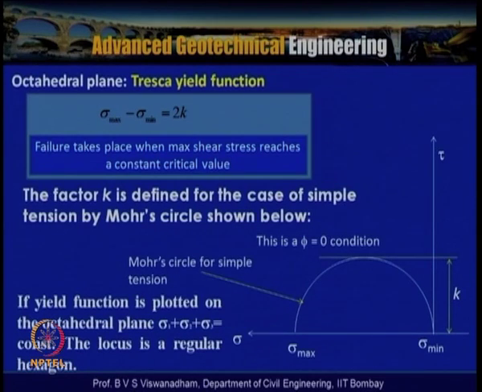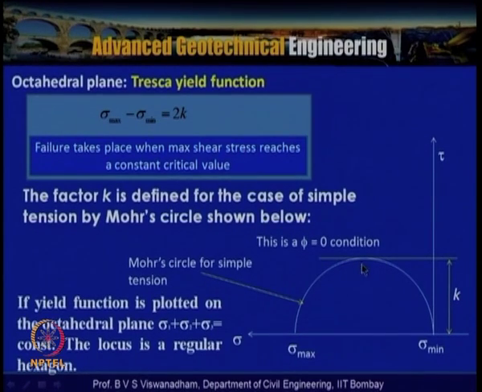This indicates that failure takes place when the maximum shear stress reaches a constant critical value. That is, sigma max minus sigma min divided by 2 reaches a constant critical value. This constant critical value, the factor k, is defined for the case of a simple, unconfined tension, where sigma min is k.